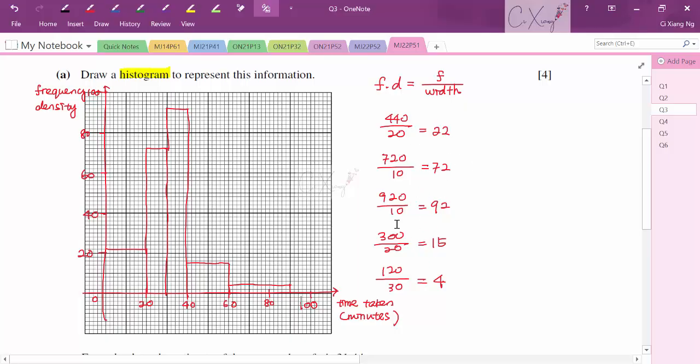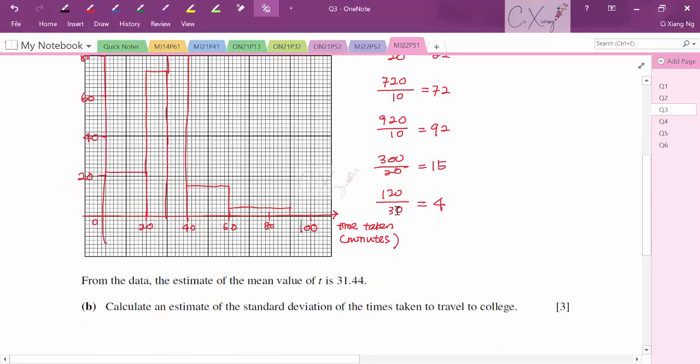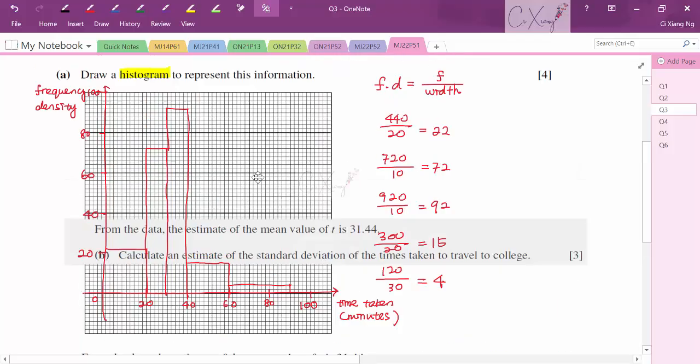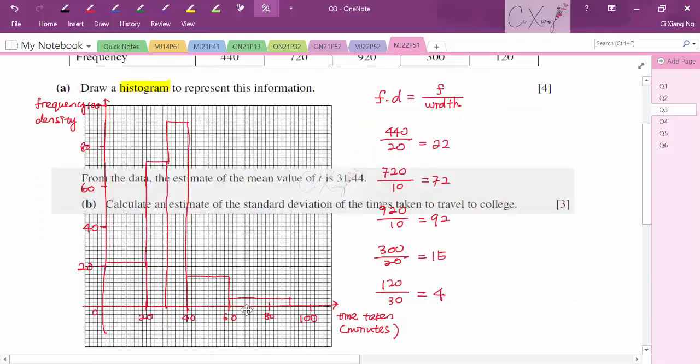Now let's continue to part B. For part B, from the data, they want us to estimate the mean. Sorry, they already tell us that the mean is 31.44. They want us to calculate the standard deviation for the time taken to travel to college. Let us answer this question.